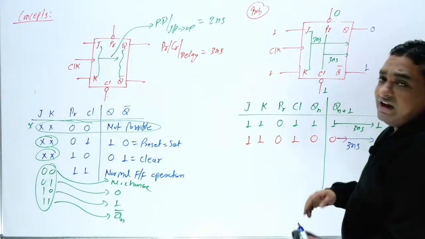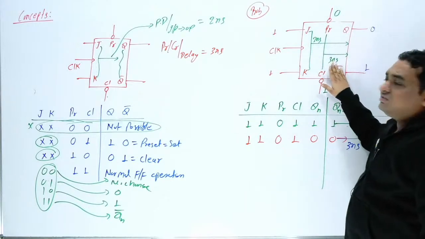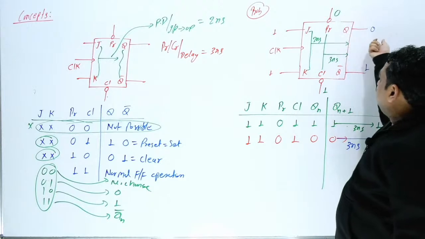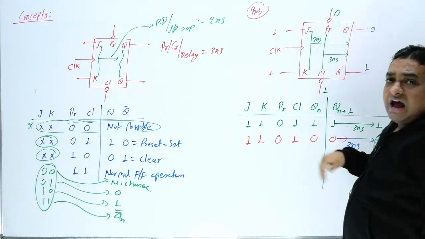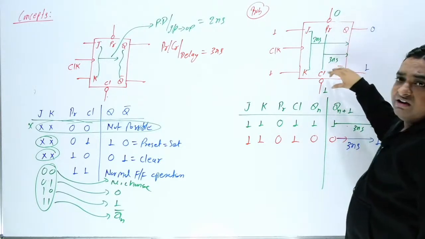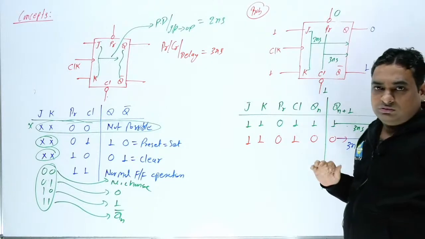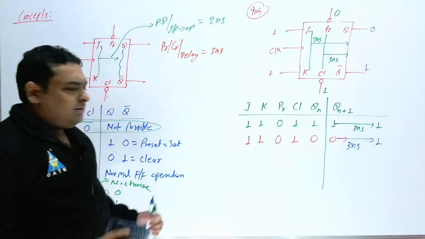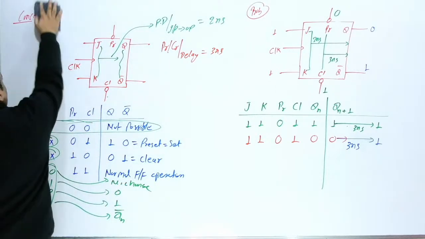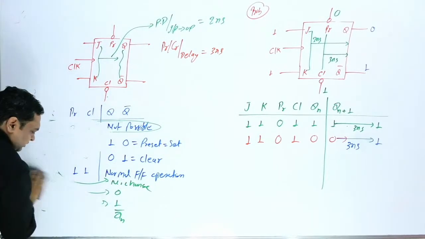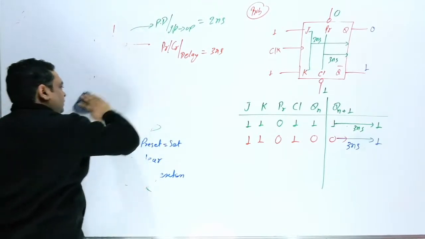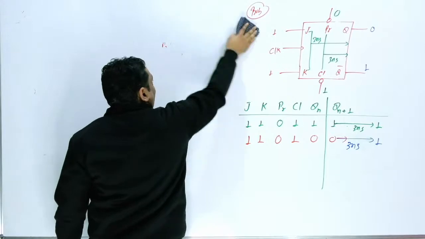That's why I assume here this is 2 nanosecond, this is 3 nanosecond, because sometimes a student can think, sir, after 2 nanosecond this will toggle, then after 3 nanosecond according to preset this will preset. No, this will not happen here. This is a very important concept. Now I am going with some good questions from the previous year. I hope this flip flop concept is clear to you.